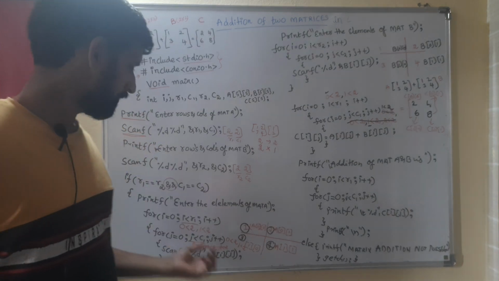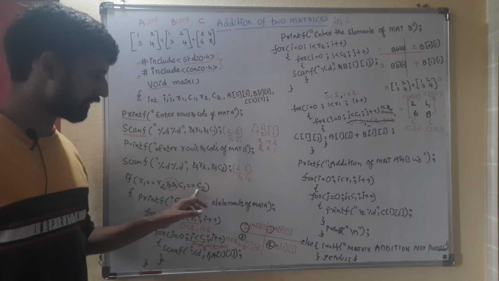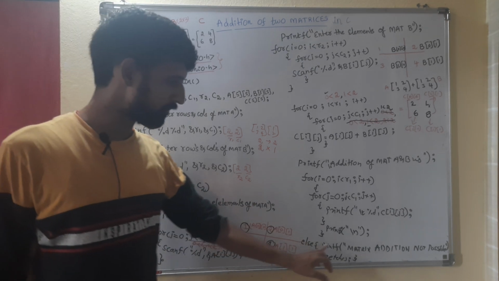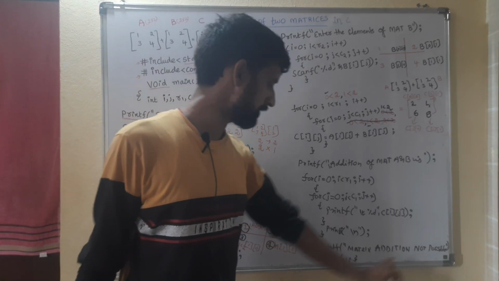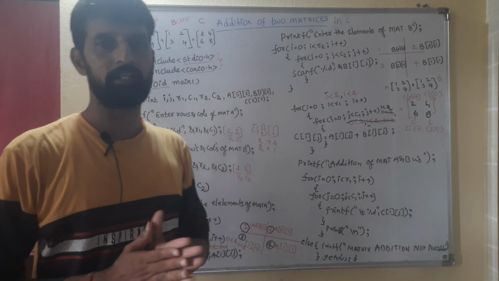So in this case, if R1 equal to R2 and C1 equal to C2 is false, then we print that matrix addition is not possible. So this is the way to find out the matrix addition in C.